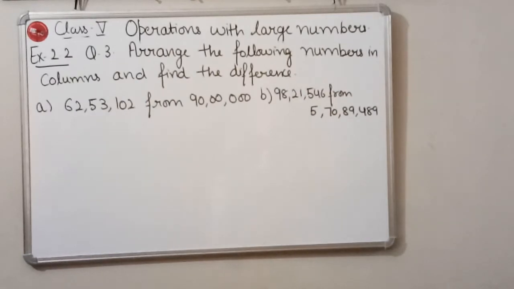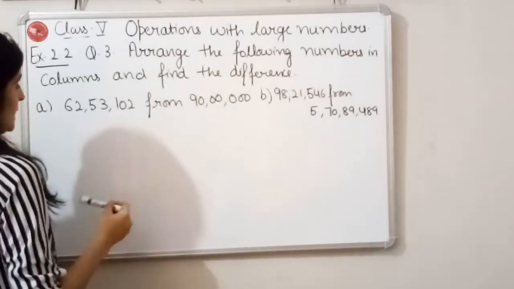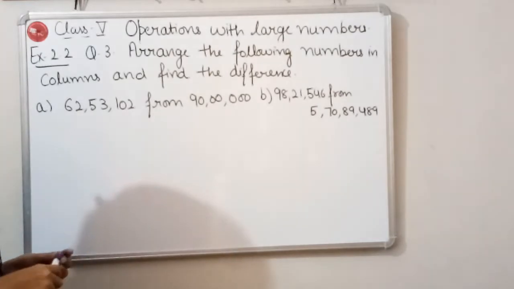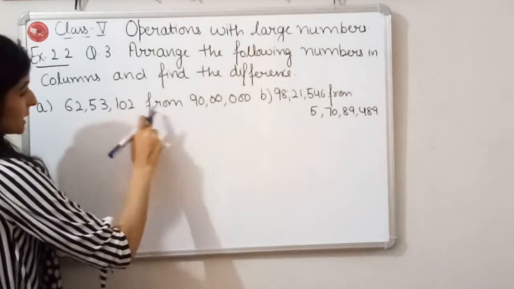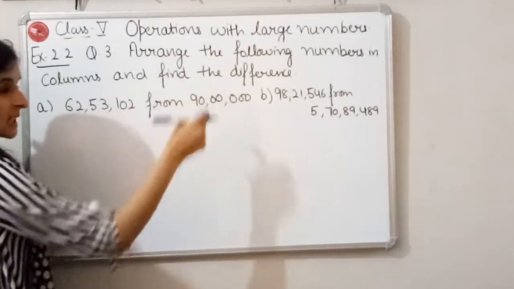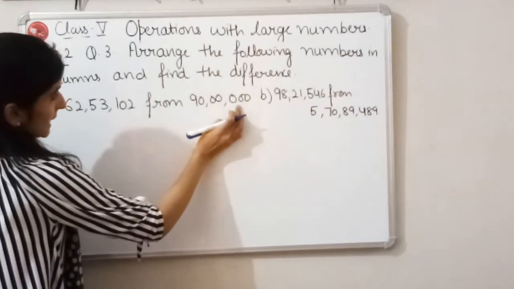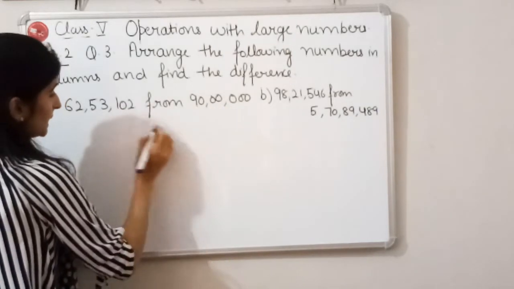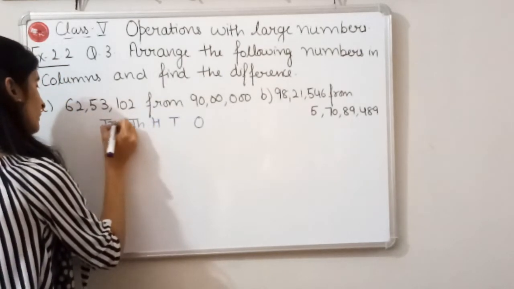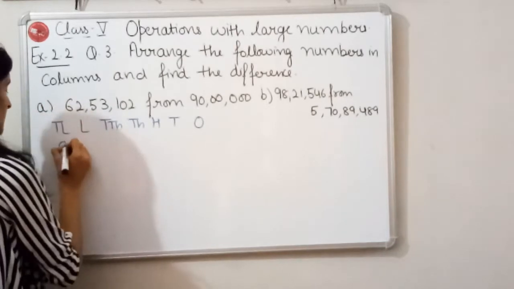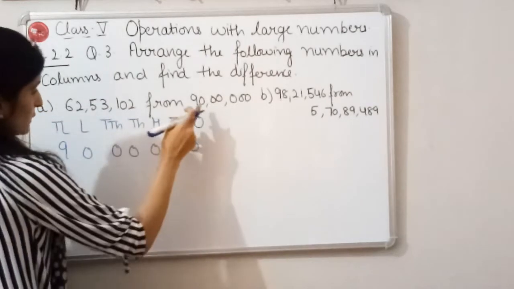Next is third question. Third question is arrange the following numbers in columns and find the difference. Now we just have to arrange them in columns and then find out the difference. So here it is written subtract this from this. From this means this is our minuend, so this number will come above. So this is ones, tens, 100, 1000, 10,000, lakh and then 10 lakh. It is 90 lakh. Now we have to subtract this number.